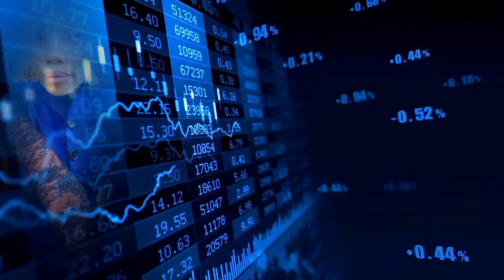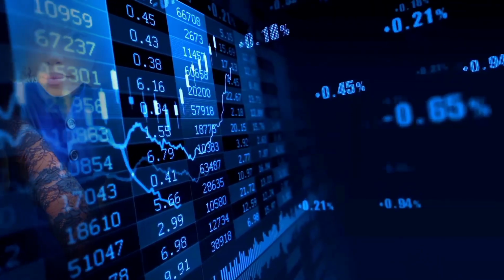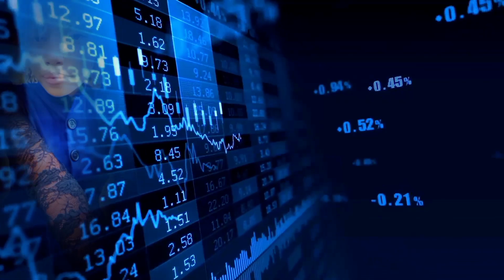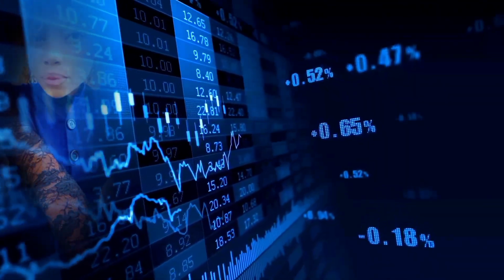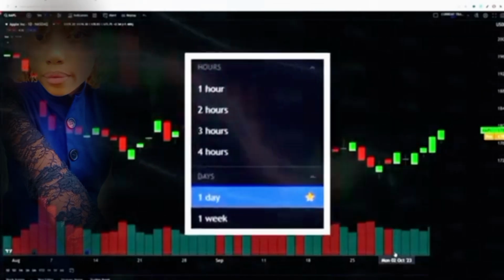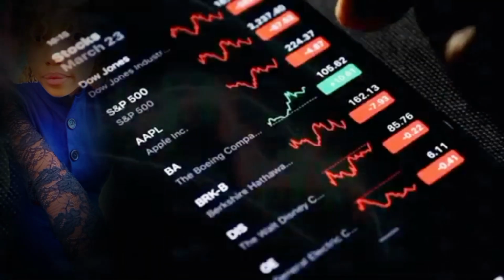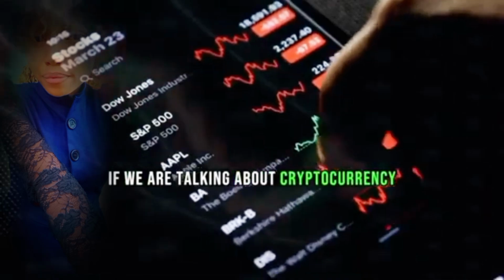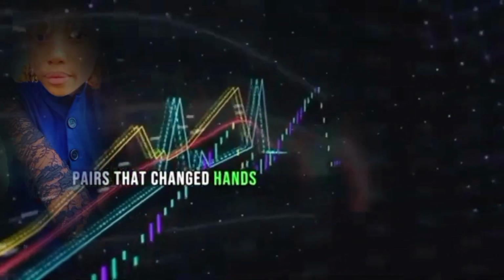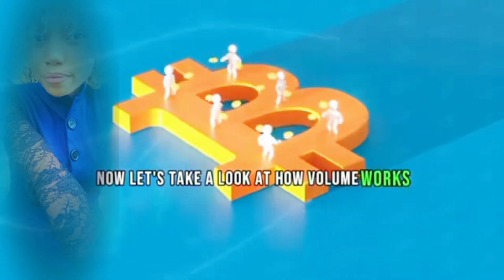With the foundational understanding of volume now established, let's proceed to an illustration that will deepen your comprehension of how volume can enhance your trading analysis. For example, if we're looking at a daily time frame, it's the number of shares that got traded during that day. If we are talking about cryptocurrency, it's the number of coins that changed hands in a specific time period. And if we're talking about forex, it's the number of currency pairs that changed hands in a specific time period. So now let's take a look at how volume works.